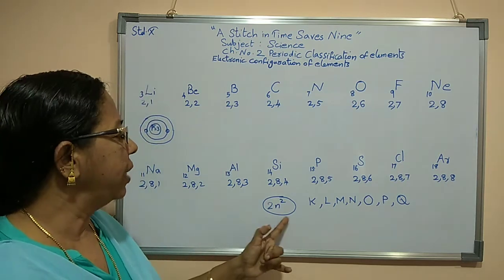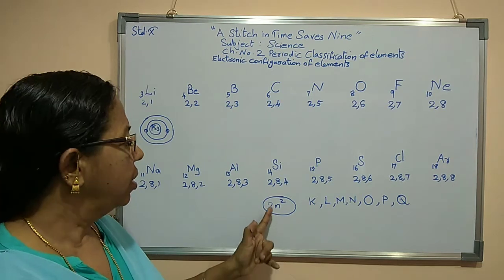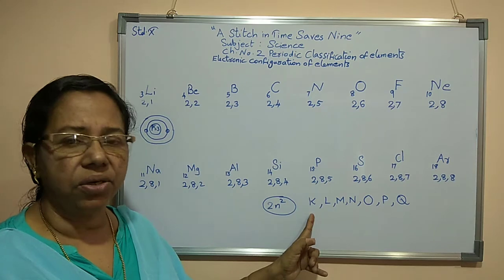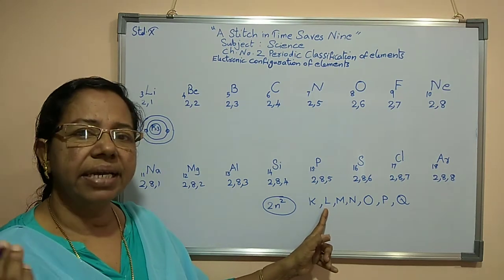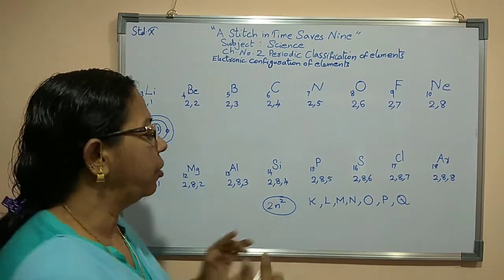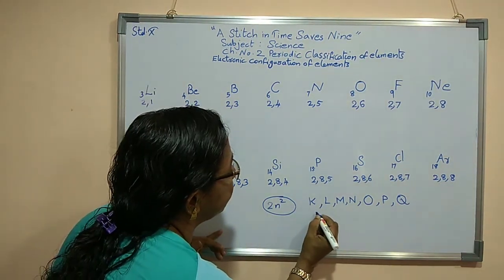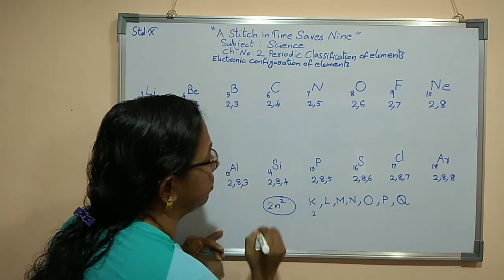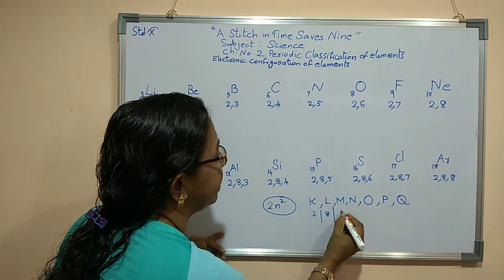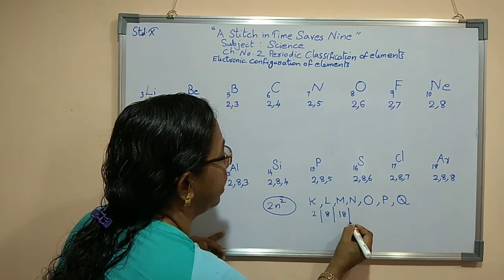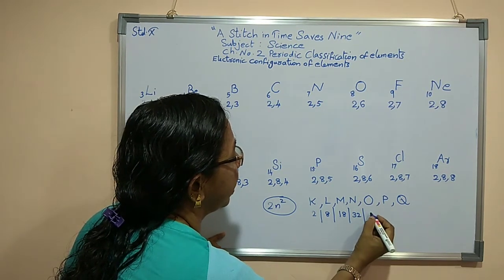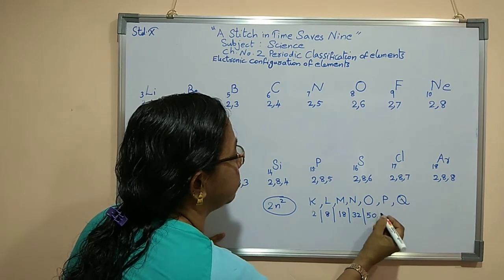You can find out by using this formula. For example, the K shell, which you already studied, the first orbit, can have 2 electrons. The second one, the L orbit, can occupy a maximum of 8. The third can occupy more. So, first shell or first orbit can occupy maximum 2. Second orbit can occupy maximum 8. Third can occupy maximum 18. Fourth orbit can occupy maximum 32. Fifth can occupy maximum 50.